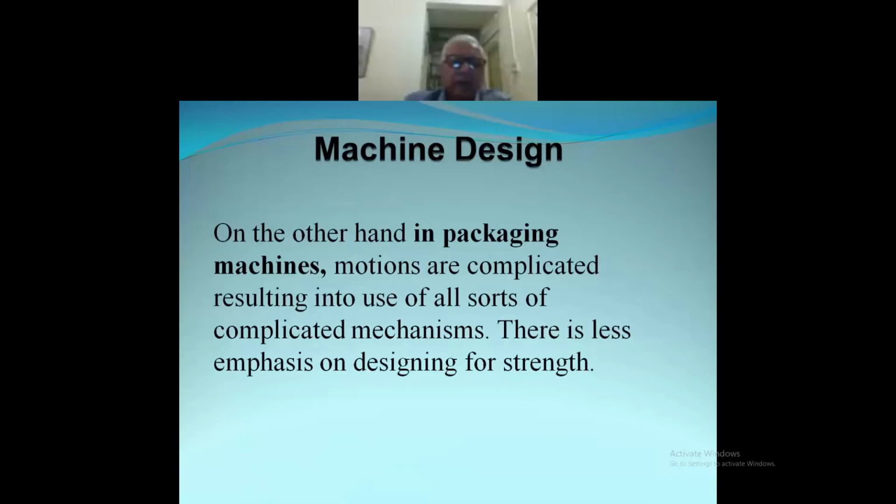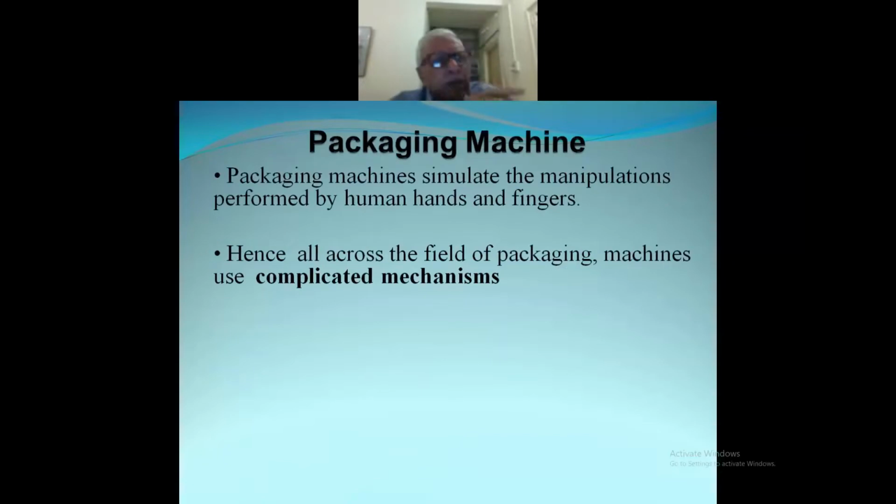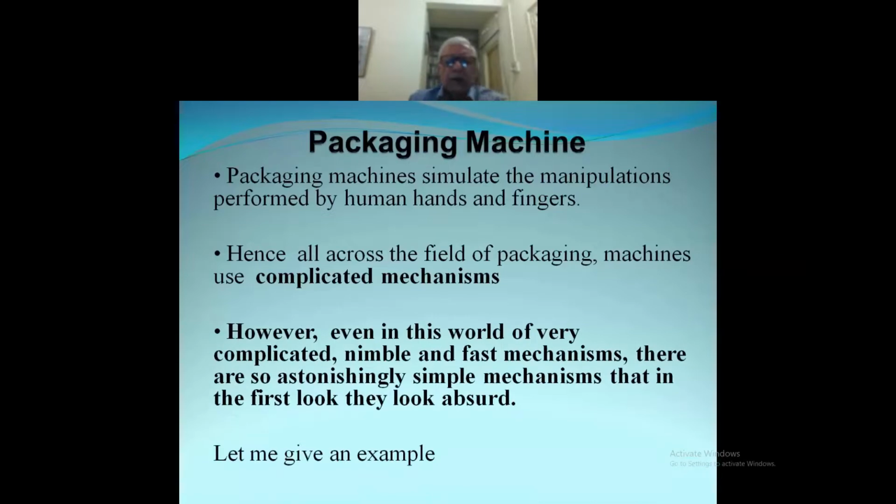On the other hand, if I go to packaging machines, then their motions are complicated. As a result, you will find a lot of complicated mechanisms, and there is less emphasis on designing for strength. Many a time packaging machines simulate the motion performed by our hand, fingers, and things like that. Hence, all across the field of packaging machines, the complicated mechanisms come almost automatically. However, even in this world of very complicated, nimble and fast mechanisms, there are astonishingly simple mechanisms that at first look seem almost absurd. I mean, they look surreal.